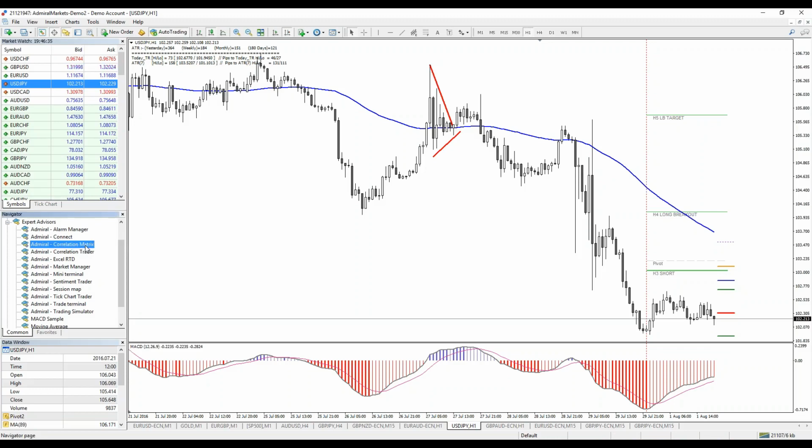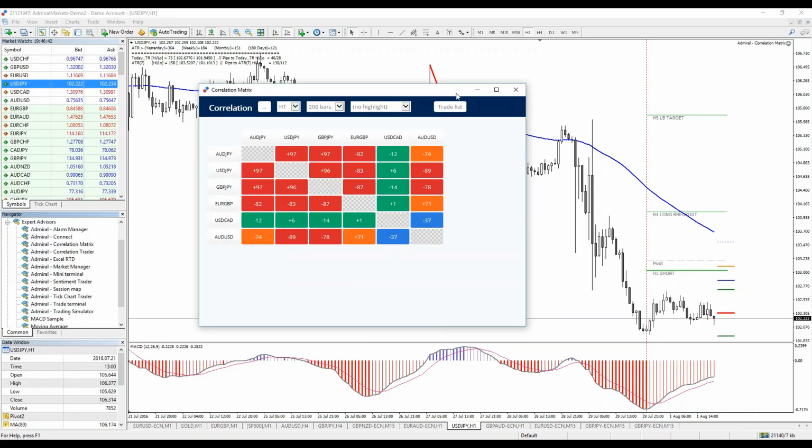Let's see correlation again. Maybe I made a mistake. No, Egils, look, Australian dollar, dollar CAD last 200 bars minus 37. For H1 I use 200 bars and it's minus 37. Okay, it's actually not that big. Not 98%, Egils, 37.